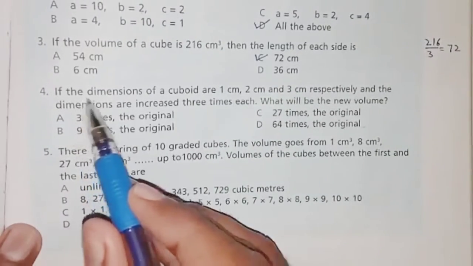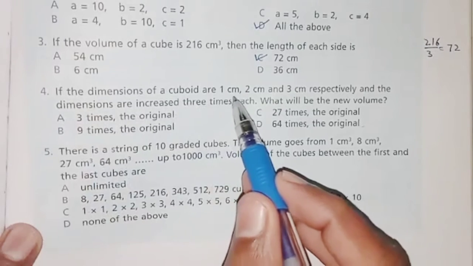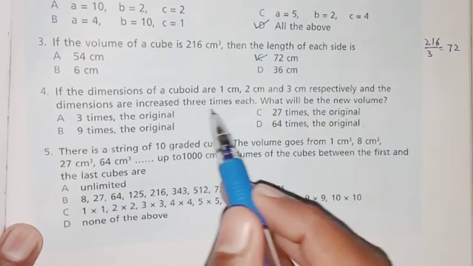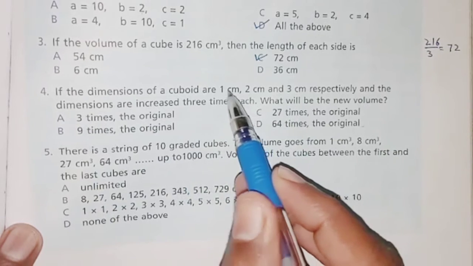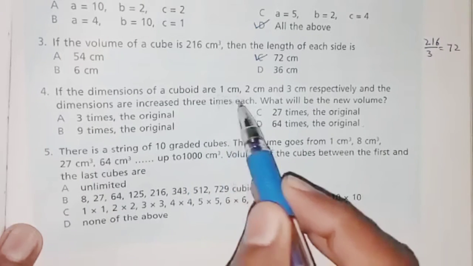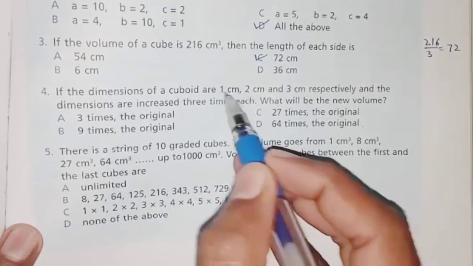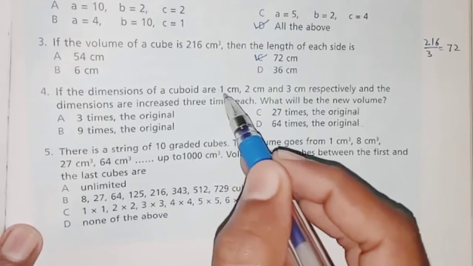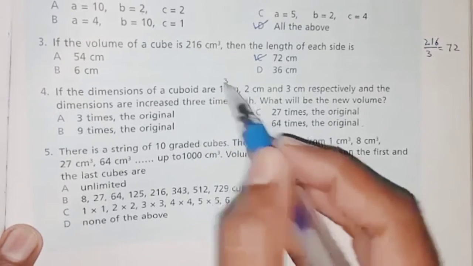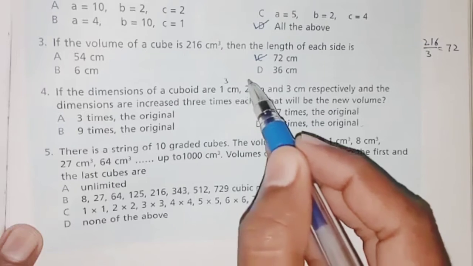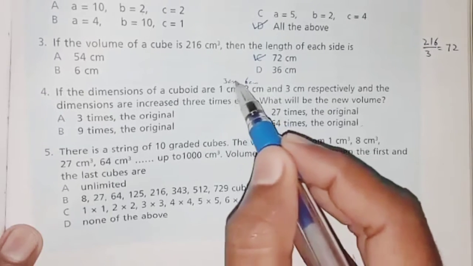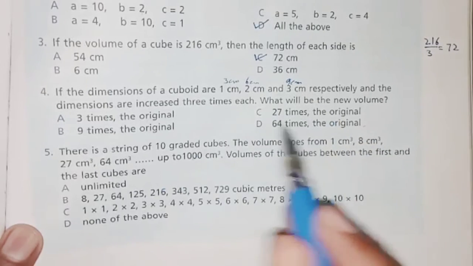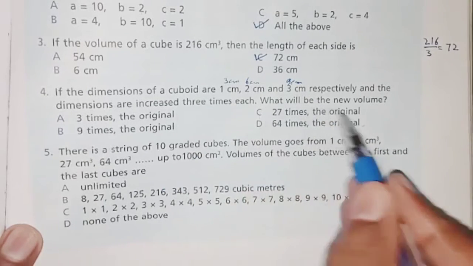Question 4 is, if the dimensions of a cuboid are 1 centimeter, 2 centimeter and 3 centimeter, and the dimensions are increased 3 times each. Meaning to say each dimension is increasing 3 times. For example, this was 1 centimeter, that will be multiplied with 3. So 1 times 3 is 3 centimeter, 2 times 3 is 6 centimeter and 3 times 3 is 9 centimeter. All dimensions are increasing 3 times. What will be the new volume?